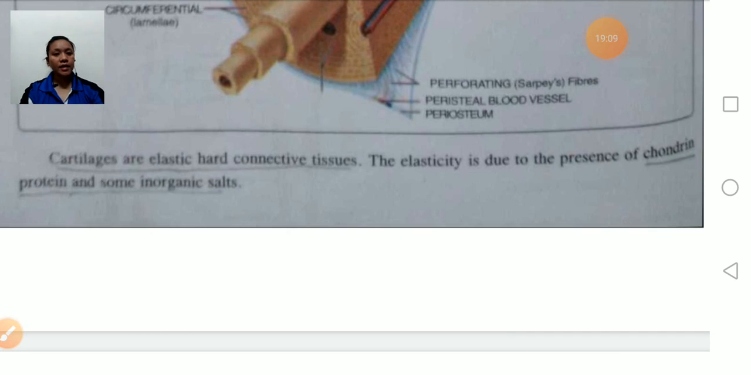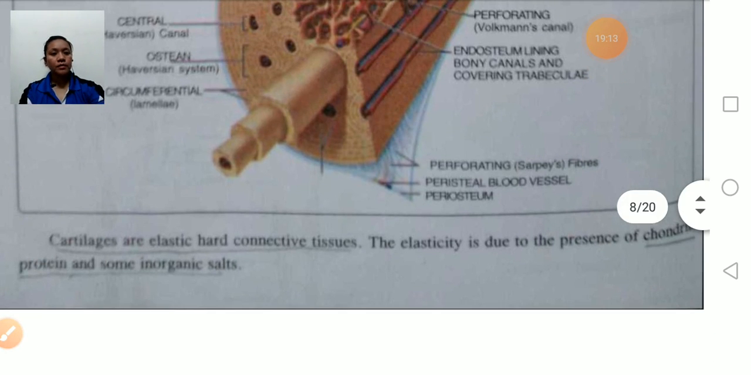Cartilage is an elastic hard connective tissue. The elasticity of cartilage is due to the presence of chondrin proteins and some inorganic salts.